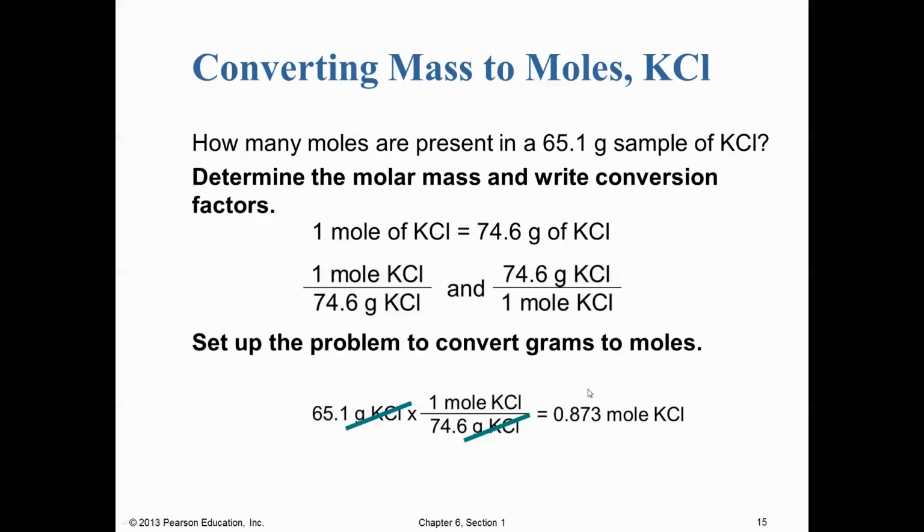We can use these quantities to convert between grams and moles. That's going to be a skill we're going to be using throughout the remainder of the quarter. So how many moles are present in 65.1 grams of potassium chloride? Well, we have to sum together the mass of the potassium and the chlorine, and we come up with 74.6 grams for every mole. We can set up two different ratios from that quantity, but we're going to set up our unit cancellation now. Unit cancellation's back. So we're going to have 65.1 grams of KCl for every 1 mole, 74.6 grams. Notice our unit cancellation. And we end up with 0.837, or 0.873, excuse me, moles of potassium chloride.